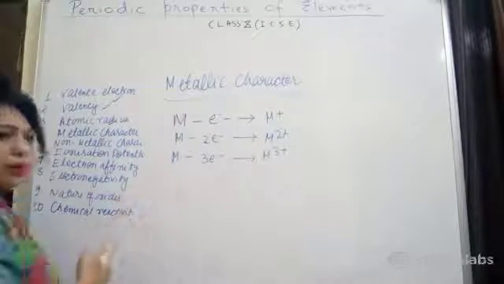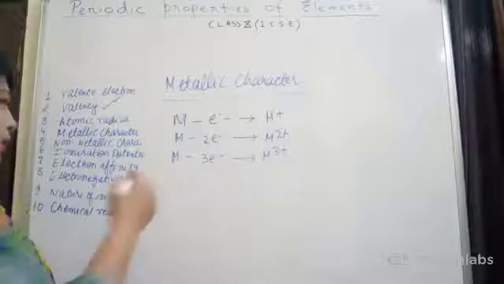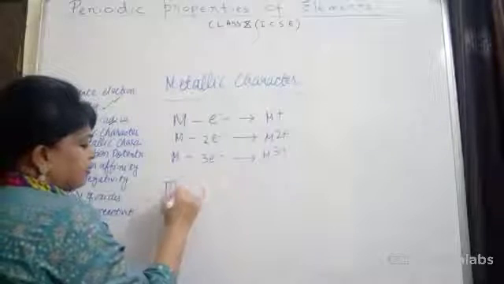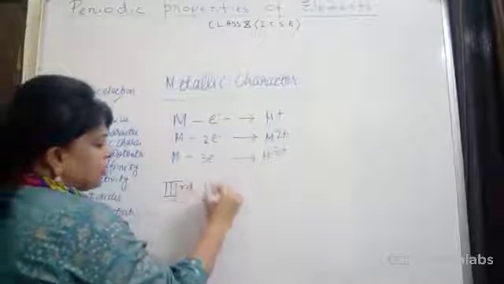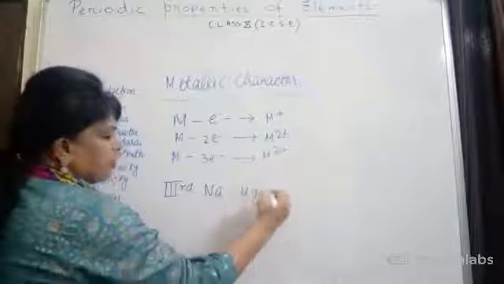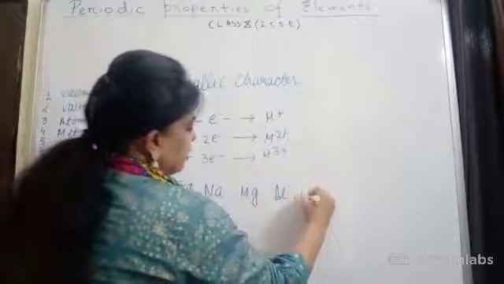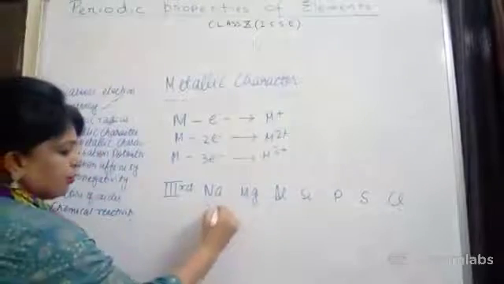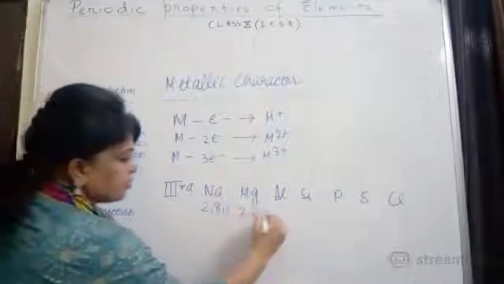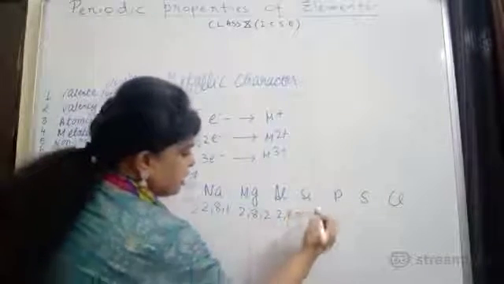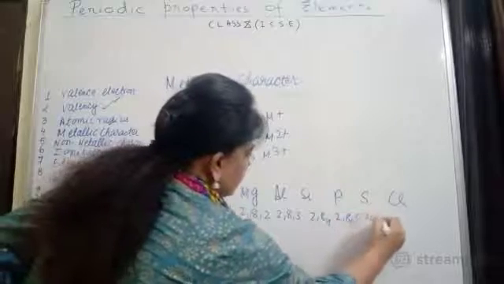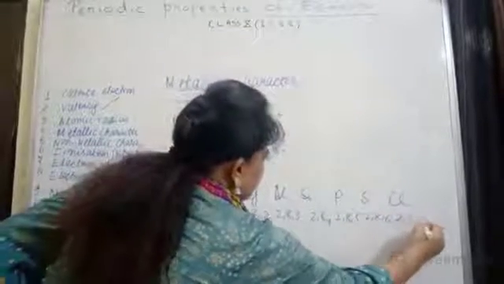Now we will try to learn how it is possible. Again I am going to write the third period elements, that is sodium, magnesium, aluminium, silicon, then phosphorus, sulfur and chlorine. Again 281, 282, 283, 284, 285, 286 and 287.